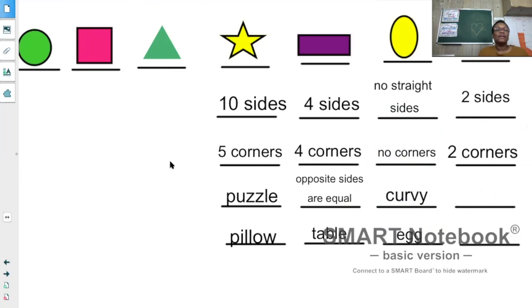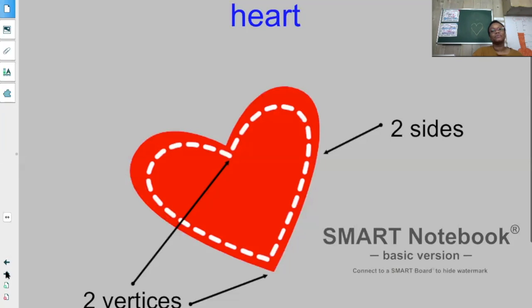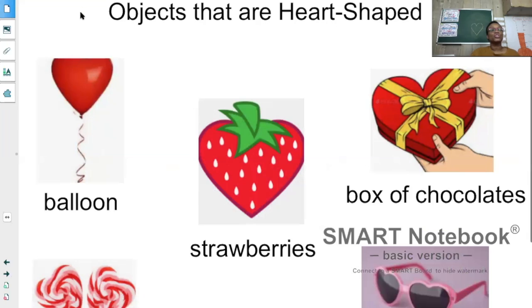Okay, so now what I'd like you to do, again, is stop the video and look around or take a walk around your house and see if you can find one item that is the same shape as a heart, or you can think of an item that is shaped like a heart. And when you do that, I'd like you to write that on the line underneath where you have two corners. Now I'm going to show you some items that I found that were heart-shaped.